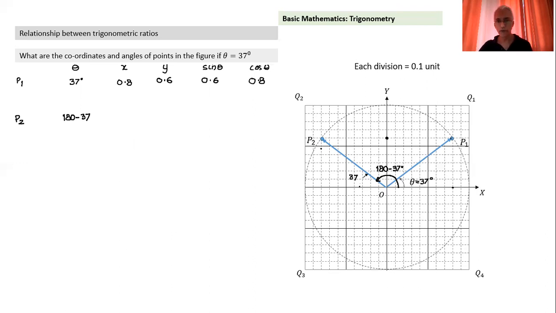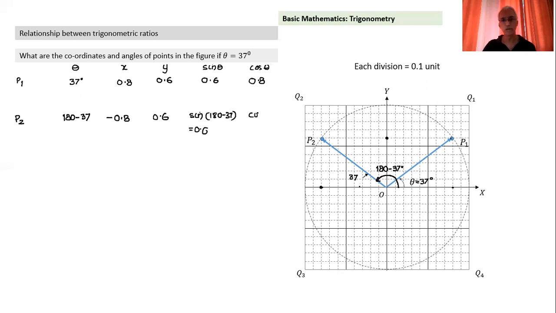X coordinate: again from here I drop a perpendicular. This is the foot of the perpendicular. So this point is 1, 2, 3, 4, 5, 8 divisions. Lengths are equal. So this was plus 0.8, this will be minus 0.8. So for point P2, the x coordinate will be minus 0.8. And the y coordinate is the same as P1, which is equal to 0.6. So basically what does this angle come to? If I have to calculate, sine of 180 minus 37 is equal to what? Sine of 137 is equal to the y coordinate, which is equal to 0.6.